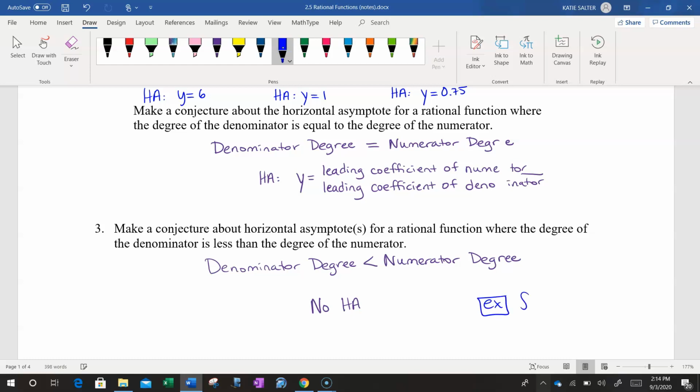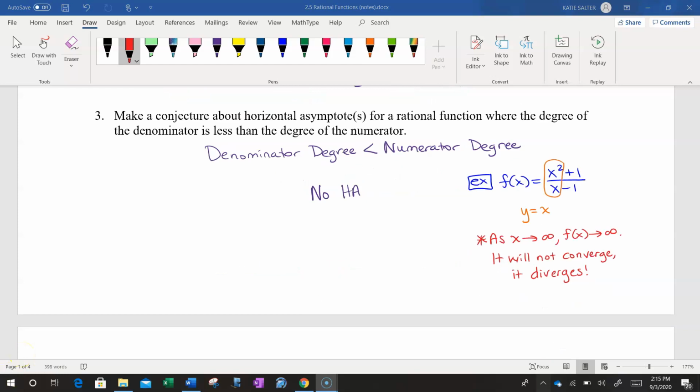For example, if we had the function x squared plus 1 divided by x minus 1. As x gets really, really big, if you kind of just ignore this part, we are left with x squared over x. And if you divide x squared by x, you're still left with y equals x. So as x goes to infinity, so does the function go towards infinity. So it doesn't have a horizontal asymptote because it never converges. Maybe pause the video, get down what you need, and then let's go to the next page.